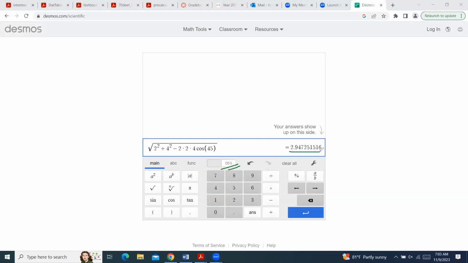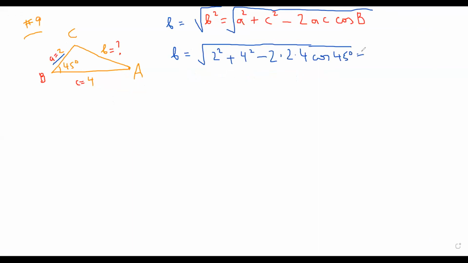So it's 2.947 something. And remember, the advice is always rounded to the extra decimal digit: if you're given those lengths of sides as whole numbers, then you go with just one extra decimal place. So I'm going to now share back my screen and put the answer, which is about 2.9, right? Okay, so 2.9 approximately is side B.